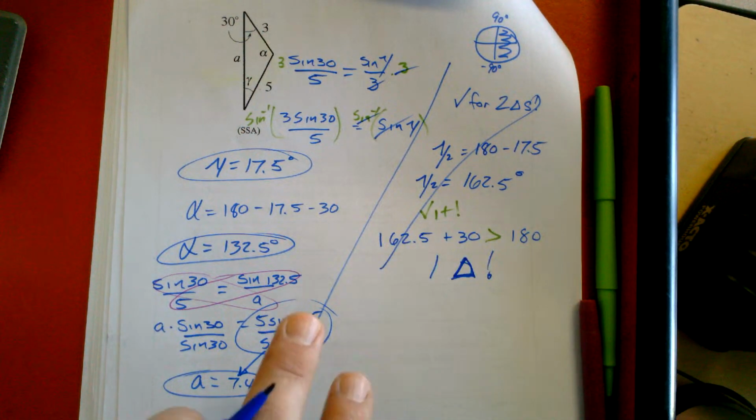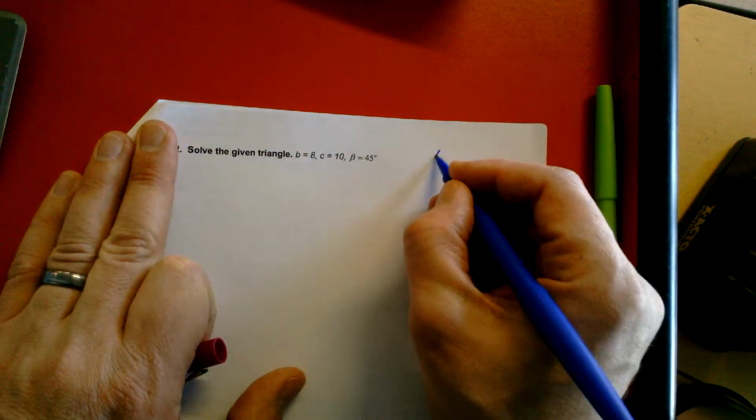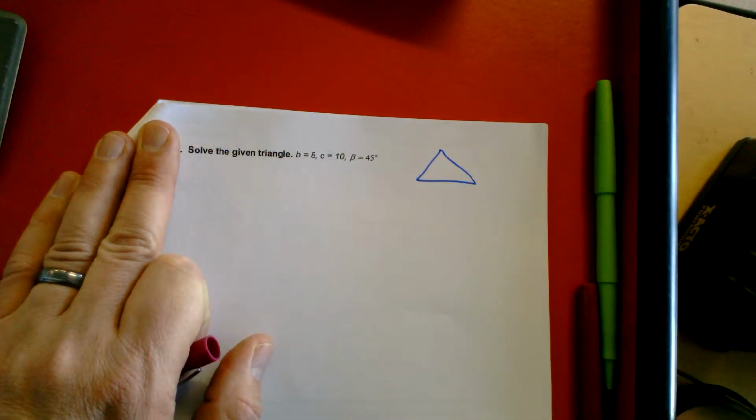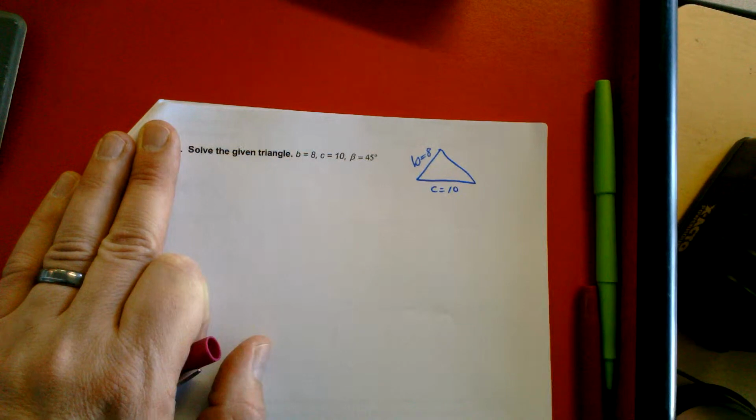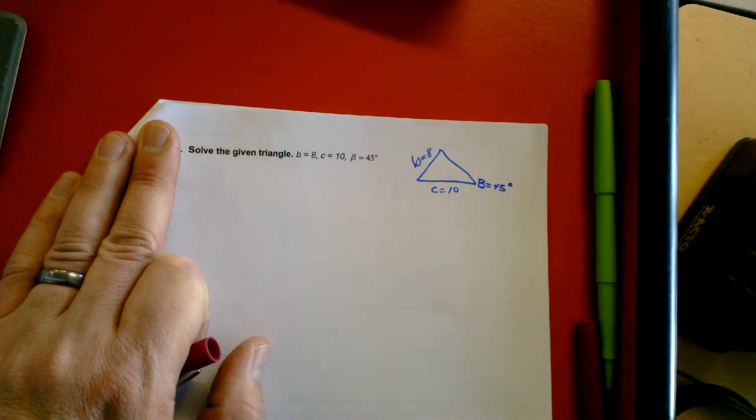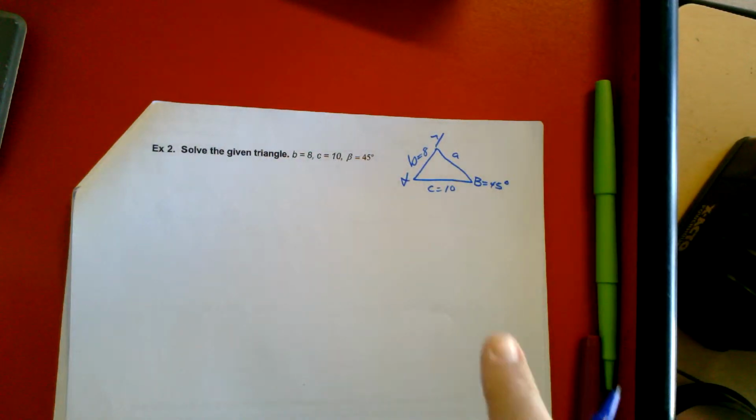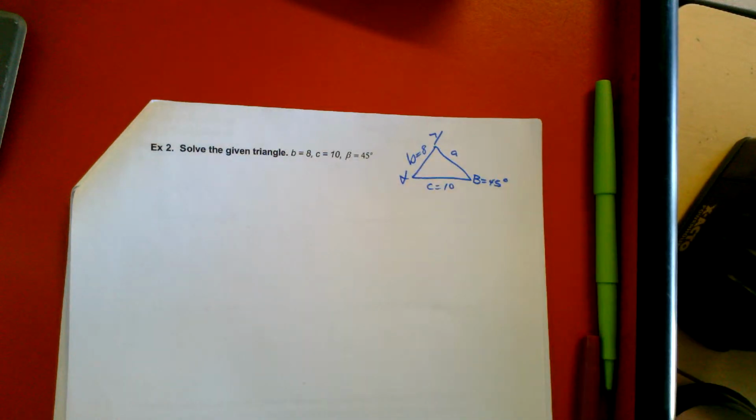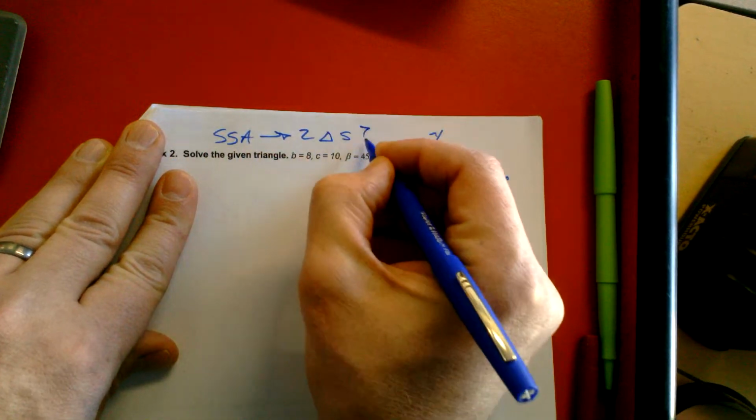All right. Let's take a look at one where you do get two triangles. Now, if you want to draw this guy out, you can. Just, this is, again, not drawn to scale. I got B as 8. I got C as 10. And then beta is across from that, which is 45 degrees. Well, I got to find gamma. I got to find alpha. And I got to find little a. And again, this is an example of side-side angle. And anytime you guys have side-side angle, you've got to check for two triangles.